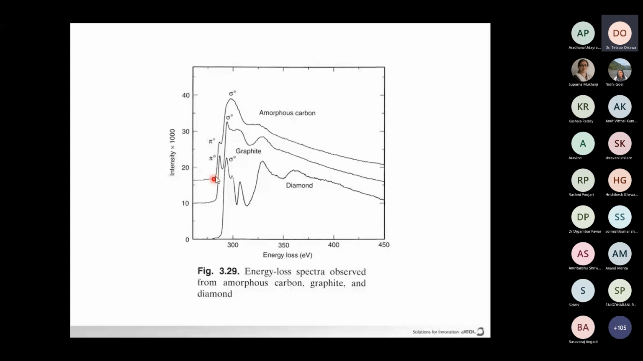But from diamond, there is no pi bonding, only a sharp sigma peak can be obtained, and the peak shape of the sigma peak from diamond has a big difference like this. This is our fingerprint of carbon material. By observing the EELS high resolution fine structure, we can identify the carbon bonding state like this. Okay, EELS is very convenient for analyzing not only the elemental information, but also this chemical bonding state.